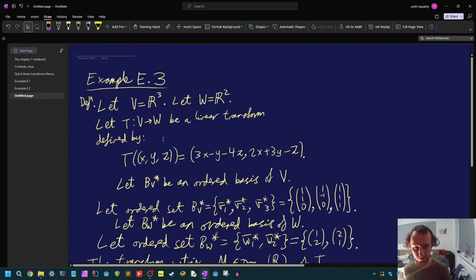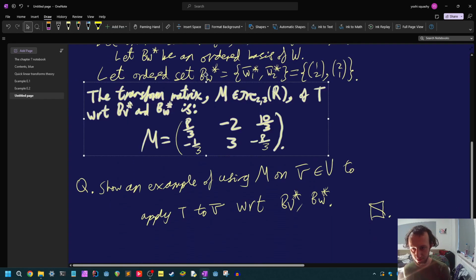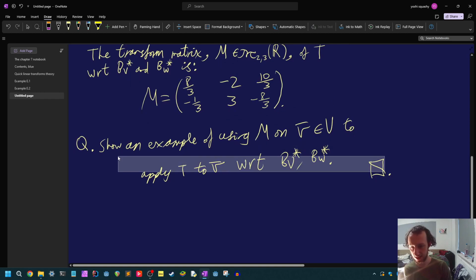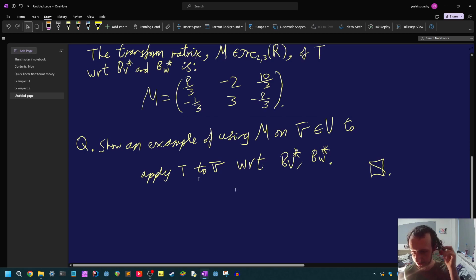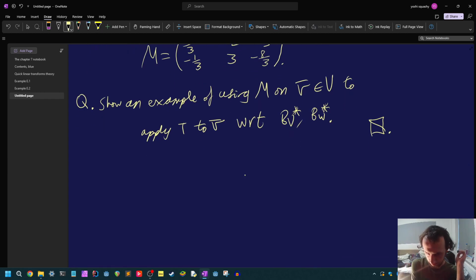I decided to rewrite everything from example 2, but change this last bit here. We're just going to write out the transform matrix of T with respect to BV star and BW star, all we've discussed before. This matrix M we found, and then we've written out the question again: show an example of using M on v of V to apply T to v with respect to the bases, the non-standard bases.